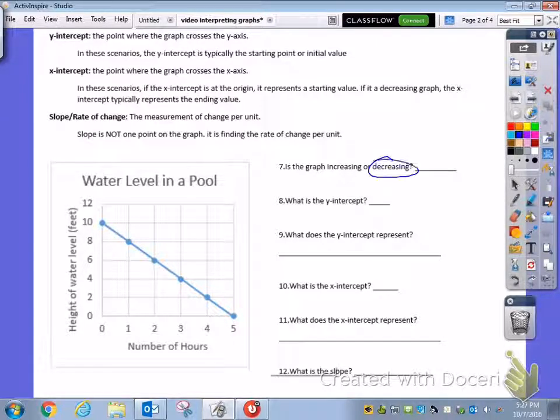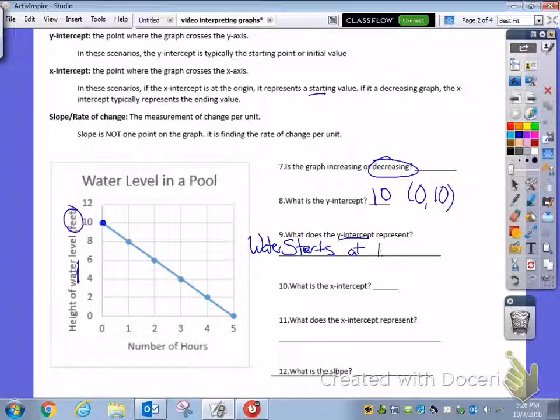Okay, let's try another one. This is a decreasing line. The y-intercept is at 10. Since it's in the y, it would be (0, 10). What does it represent? 10 is the height of water in feet. So what does the y-intercept mean? That means it starts. And what starts? You can say the water starts at 10 feet. So maybe it's a tank, maybe it is a pool, but the water starts at 10 feet.